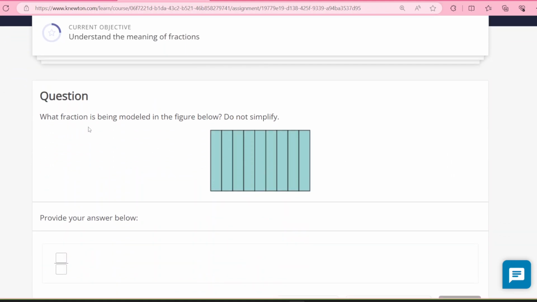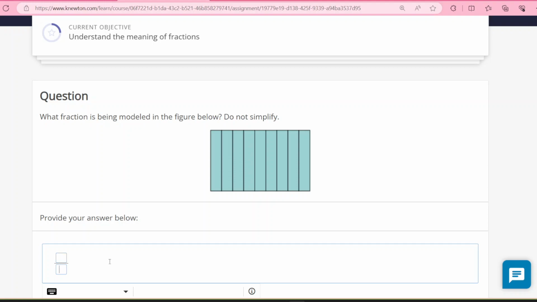Again here, what fraction is being modeled in the figure below? Again, the shape they're drawing represents one whole unit. And you see that unit, that shape, broken up into 1, 2, 3, 4, 5, 6, 7, 8, 9 equal pieces again. These are little thin strips, but they're all the same size. We're breaking these whole units up into equal pieces. And every single one of them is shaded in. So 9 of these ninths, 9 out of 9, are shaded in. So that's what they want us to do.